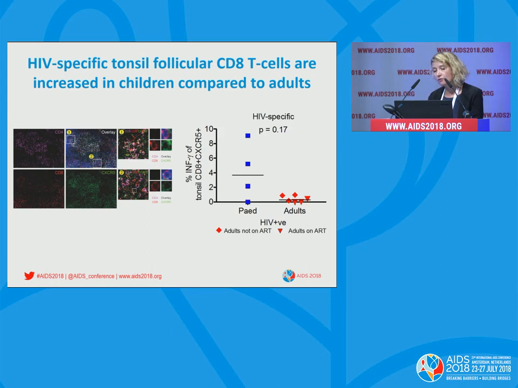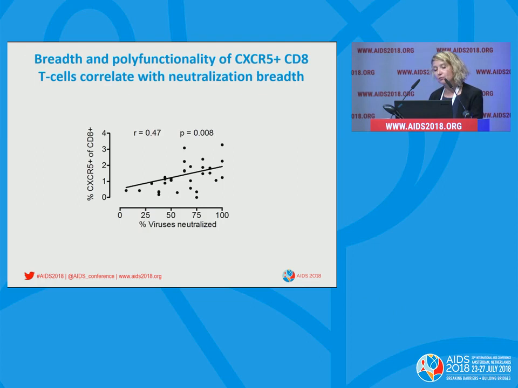Using flow cytometry, we observed that HIV-specific follicular CD8 T cells in tissue were increased in HIV-infected children compared to adults, and this did not reach statistical significance. When moving into circulation, we observed a positive correlation between CXCR5 expressing CD8 T cells and neutralization breadth within the cohort of HIV-infected children.